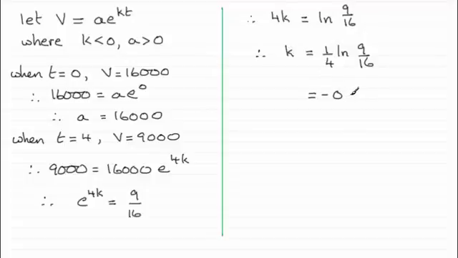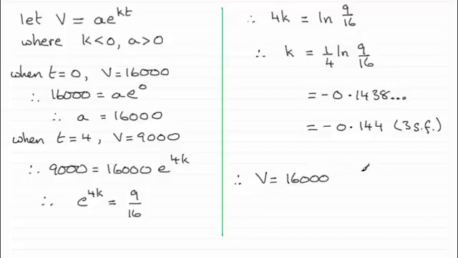It's minus 0.1438 and so on. Which, if you round it to three significant figures, is going to be minus 0.144. SF, three significant figures for short. So therefore, our exponential curve has the equation 16,000 times e to the minus 0.144t. You could either put in the decimal here or you could write in the exact value. That's up to you. Okay.